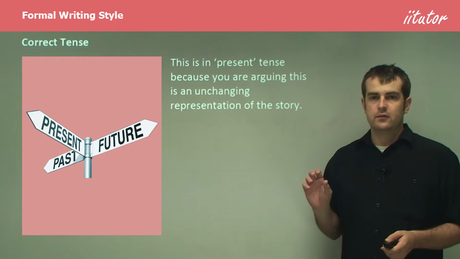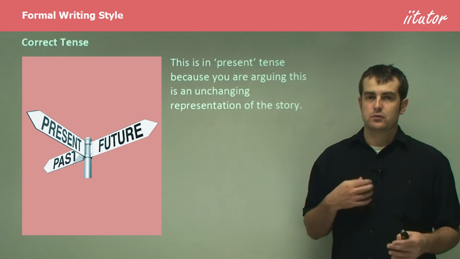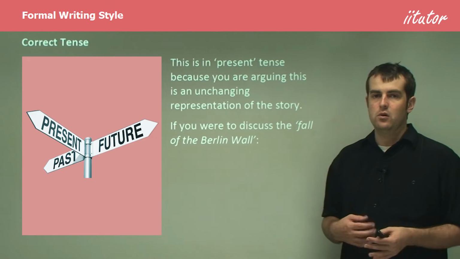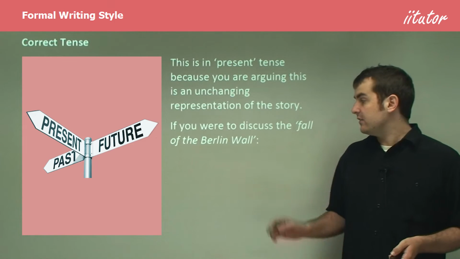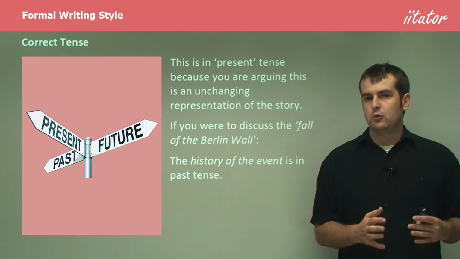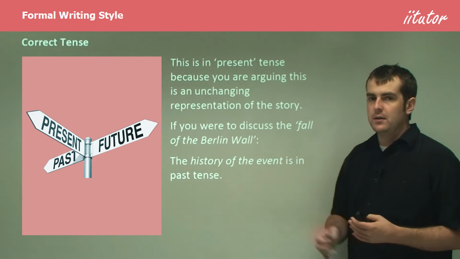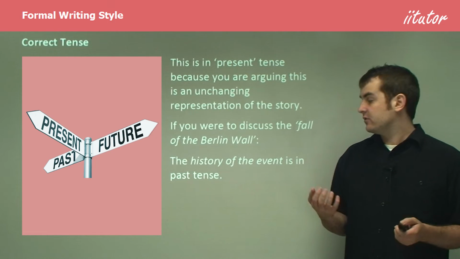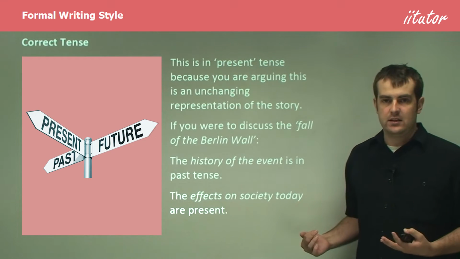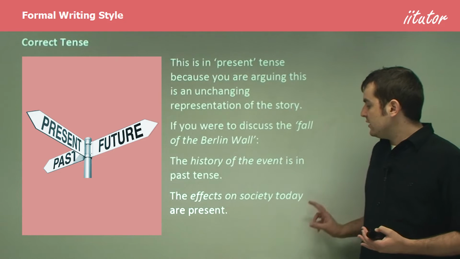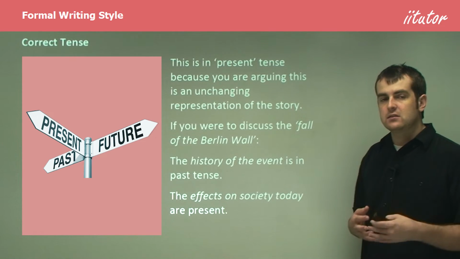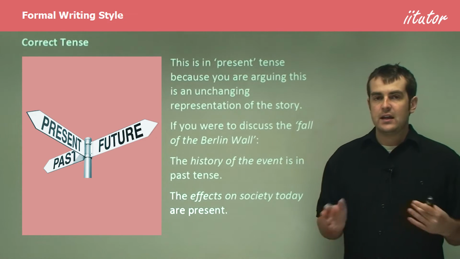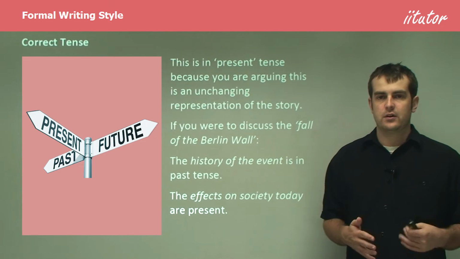Now, let's have a look at another example and go through a difference between something that's referring to the past and present at the same time. So if I was to discuss the fall of the Berlin Wall in the context of a text, the history of the event, as in when the wall fell, would be written about in past tense. However, if I was to talk about the effects on society today, that would be in present tense. The reason is that the effects on society today are ongoing and are true at the time of writing, whereas the history of the event happened in the past, so you'll be referring to it in its correct tense as well.